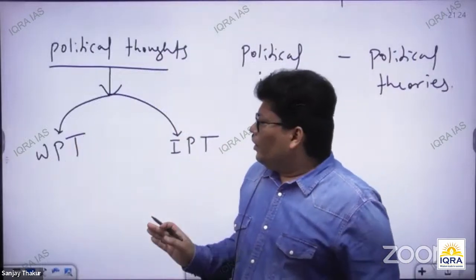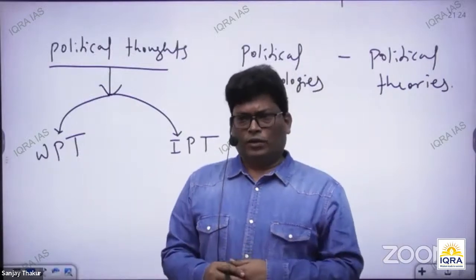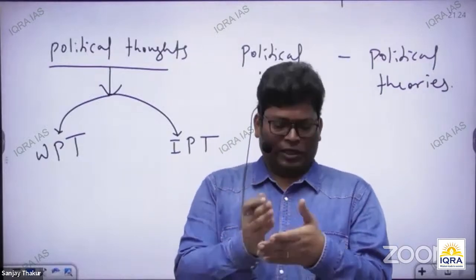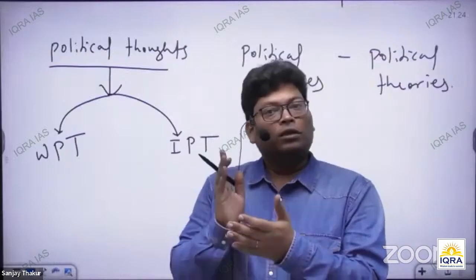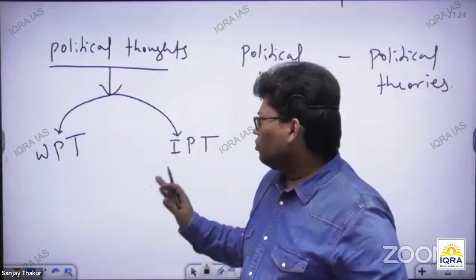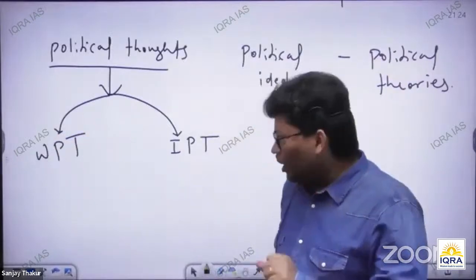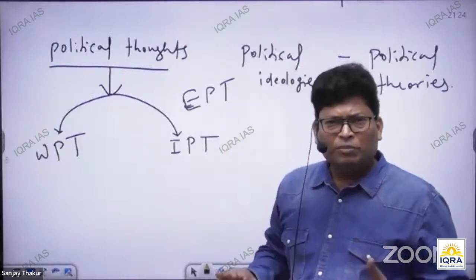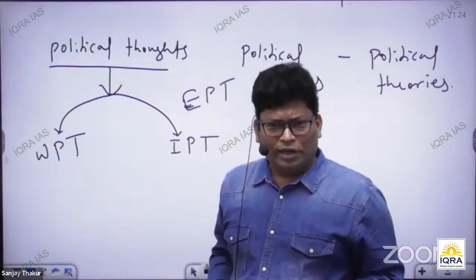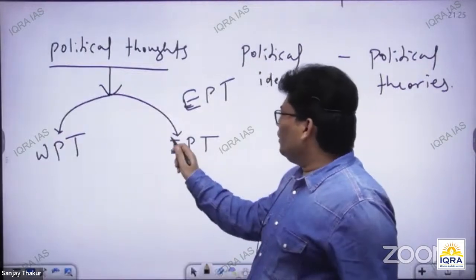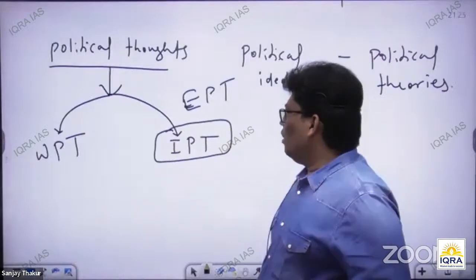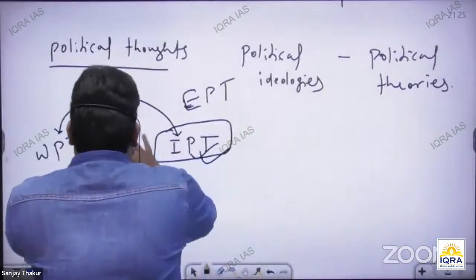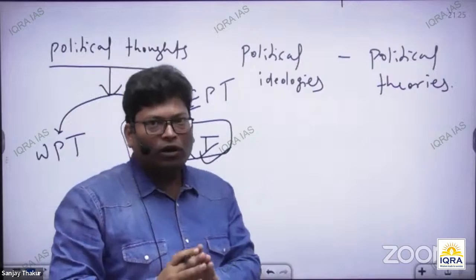There are different subgroups of each class of political thought. For example, Western political thought may be classified into Greek, Italian, British, and German political thought. Similarly, there are different subclasses of Eastern political thought, meaning Chinese, Indian, Arabic political thought, and so on. But within the ambit of Eastern political thought, we have to rely strictly upon Indian political thought. Are you getting my point? So two thought traditions we are required to study in our syllabus.